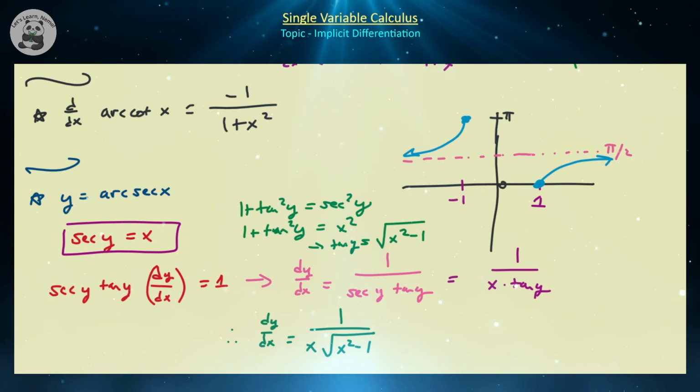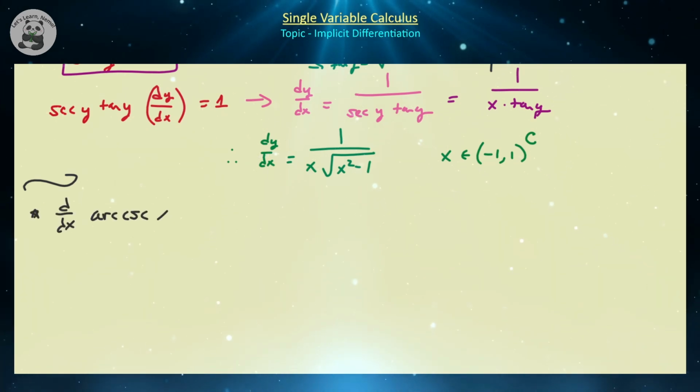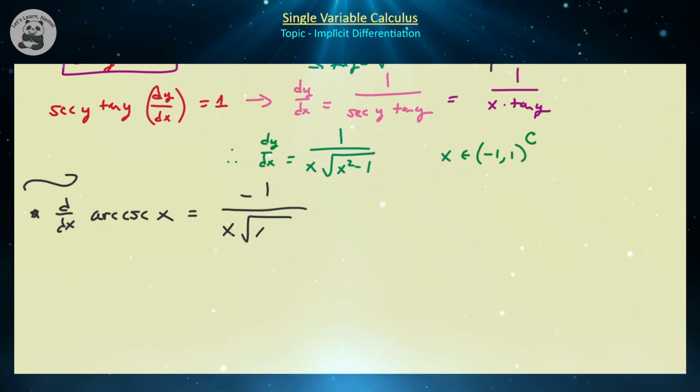And obviously, x must belong to this interval minus infinity to minus 1 union 1 to infinity, which I'm just going to call the complement of minus 1 to 1. Right, so everything outside of that interval. And similarly, just as a fun exercise, what do you think the derivative of arc cosecant is? That's going to be equal to minus 1 over x times the square root of x squared minus 1.